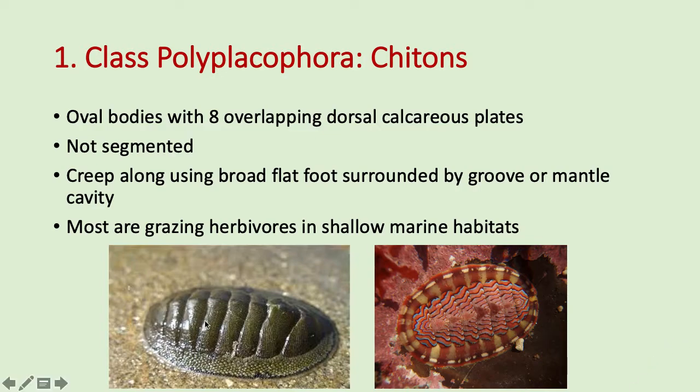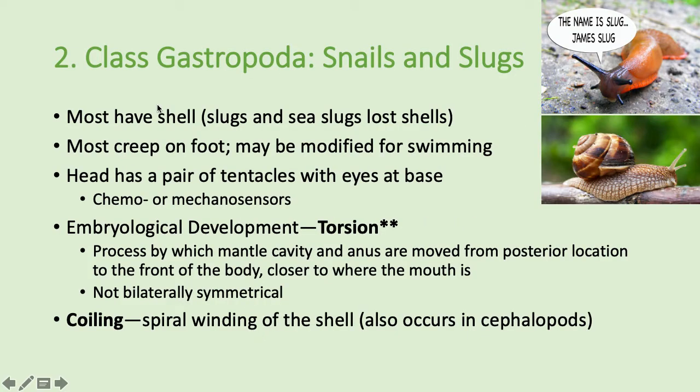I guess I should say that underneath these plates, they do have repeated gills for each of these little sections, or 8 sets of muscles that help them move. Moving on to class Gastropoda, the snails and the slugs. So most of them have a shell here, but slugs and sea slugs have lost their shell.